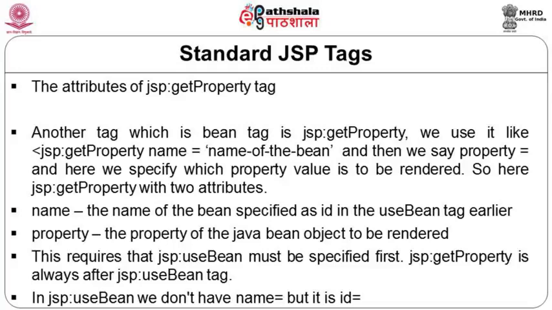Initially, useBean must have been specified first. So, jsp:getProperty is used only after having a jsp:useBean. Anytime you can use jsp:getProperty and render. Within your JSP, which is nothing but kind of an HTML page, any place you can include jsp:getProperty and display the value from a particular attribute. So, jsp:getProperty is used in this manner.